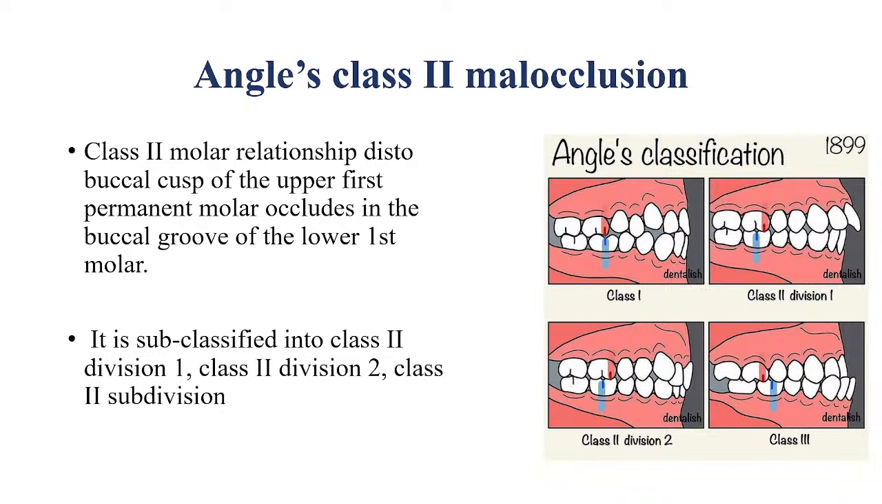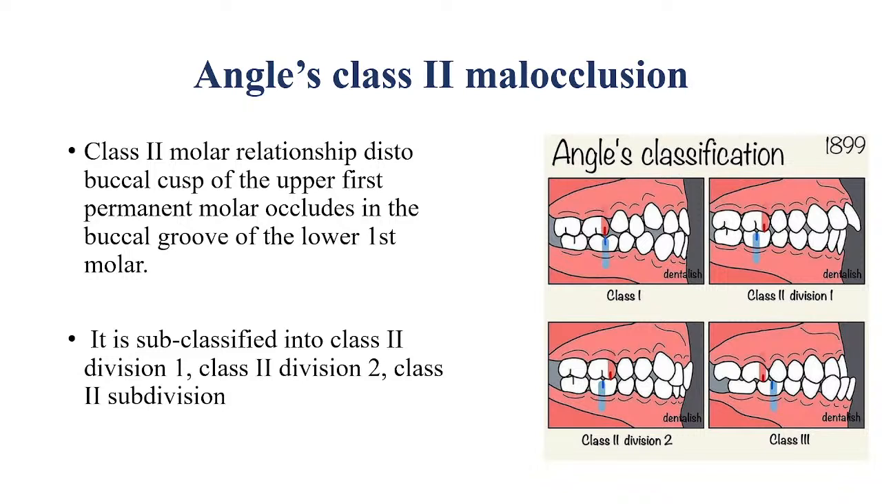Your upper jaw is ahead. So a class 2 molar relationship basically means that your distobuccal cusp will articulate with the lower buccal groove of the first permanent molar. Occlusion classifications are always based on the first permanent molar, which is the key to occlusion.